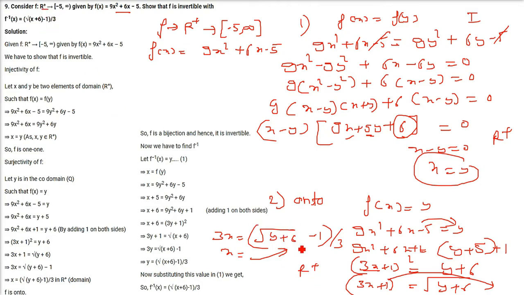And since it is bijective, then we can say that it is invertible. In onto, we are just checking that x has to be a legal value for every y.